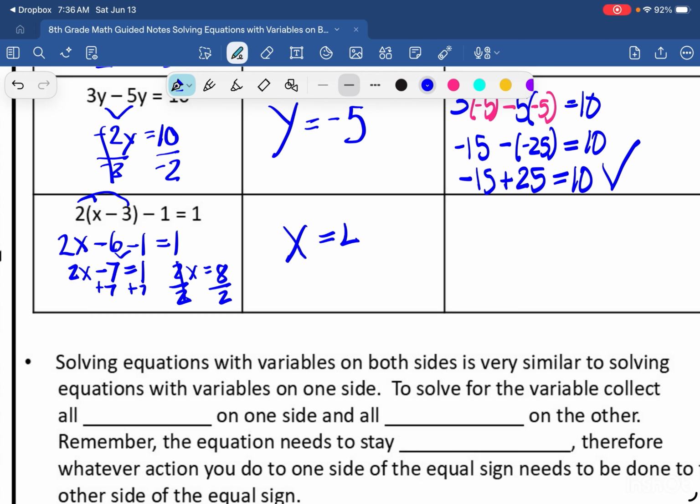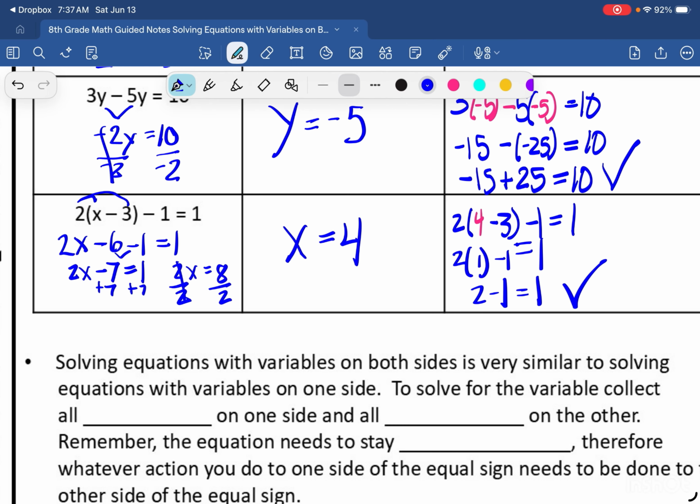So x equals 4. Let's substitute that in to see if that's correct. 2 times 4 minus 3, minus 1. Does that equal 1? Let's simplify. So 2 times 4 minus 3 is 1, minus 1. Does that equal 1? 2 times 1 is 2, minus 1 equals 1. Yes, that is correct, so I did it correctly.